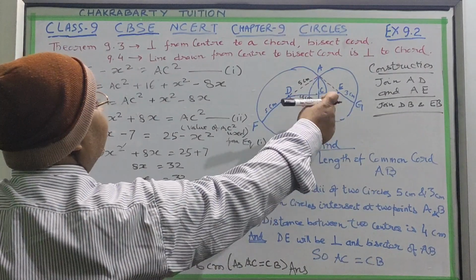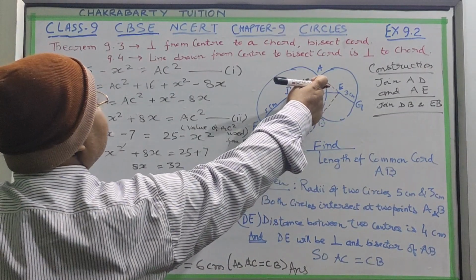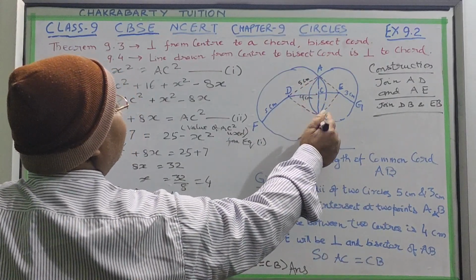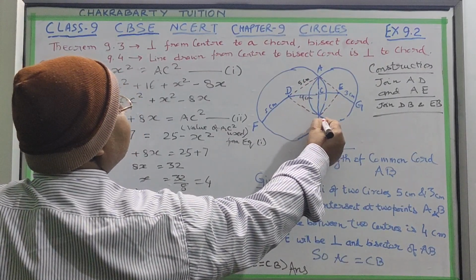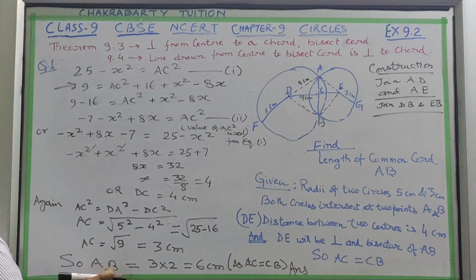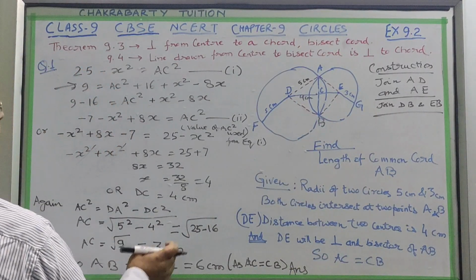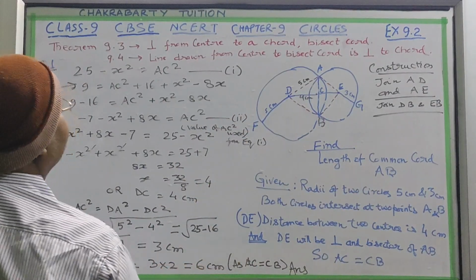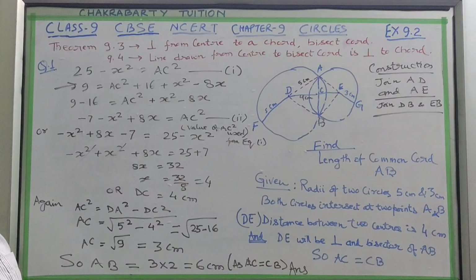So AB will be double, because this line and this line are equal. AC and CB are equal lines. So AB will be double of AC. So the answer will be 6 centimeters. In this way your question number 1 is over.